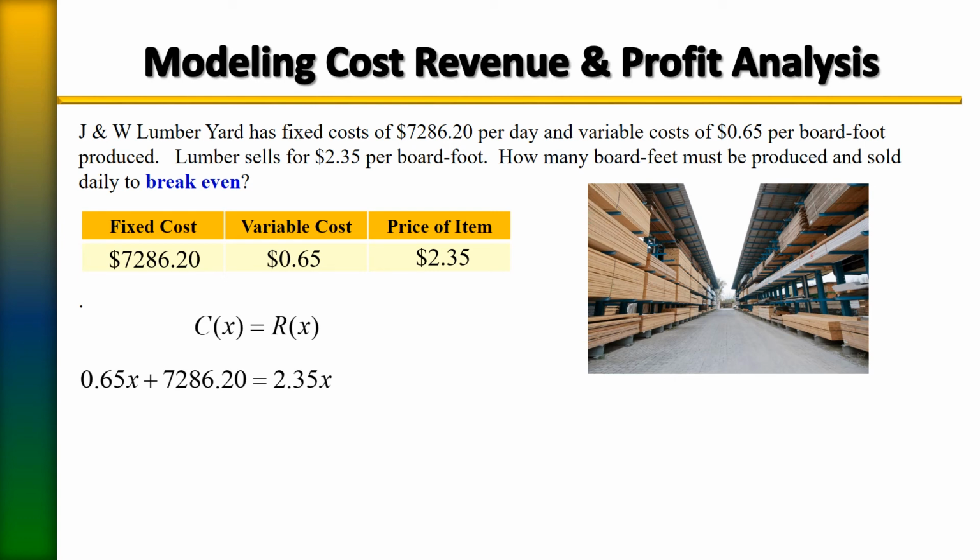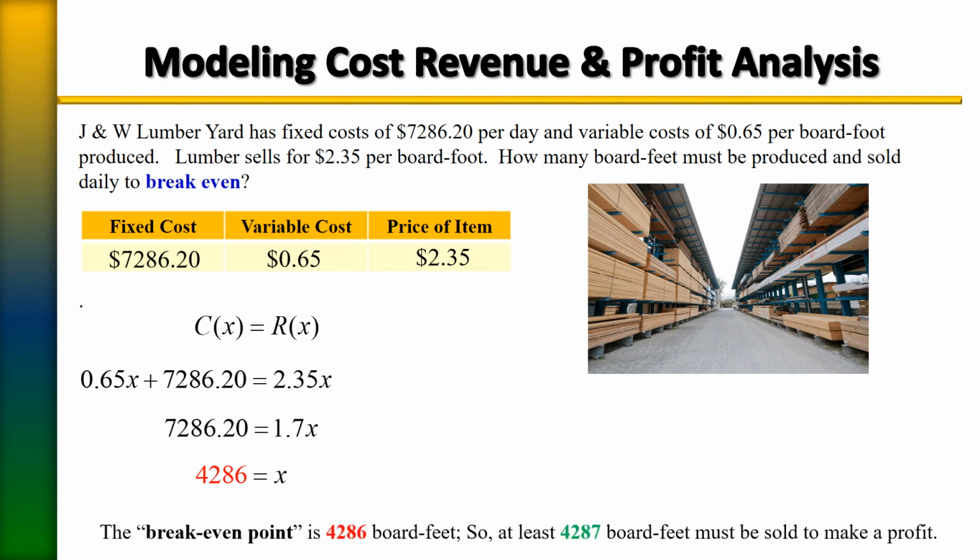So to solve this, we're going to go ahead and proceed by subtracting 0.65x from each side because we want to combine our variable terms together. That's going to give us 1.7x on the right side. Last step to solving this equation for x is to do what? Yes, I'm going to divide by 1.7. Whatever you do to one side, you do to the other. And x equals 4,286. That means that that is the break even point, 4,286.